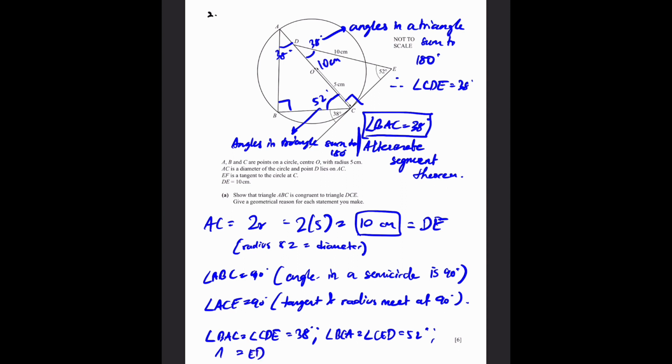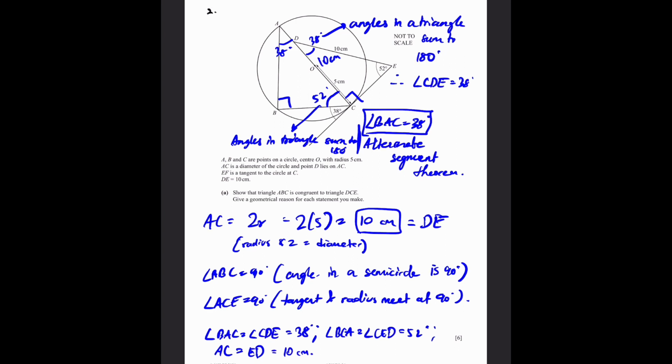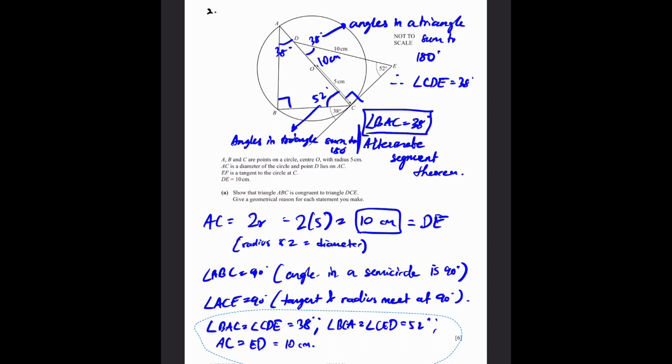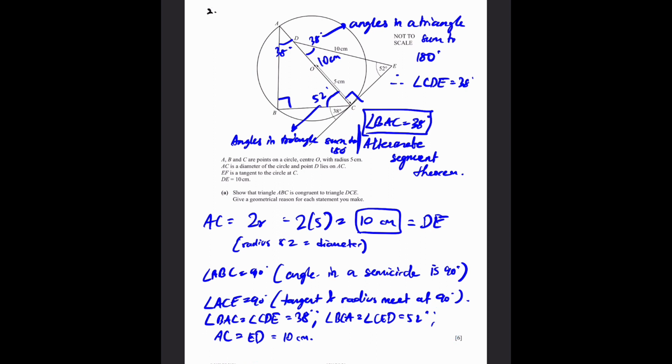Let me just write this clearer. AC is equal to ED, which is equal to 10 centimeters. And let me just move this up a little bit to get some space. There we go. So due to ASA property, triangle ABC is congruent to triangle DCE. That is going to be our answer.